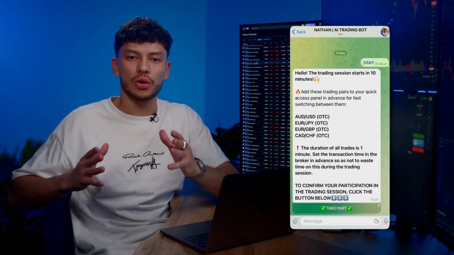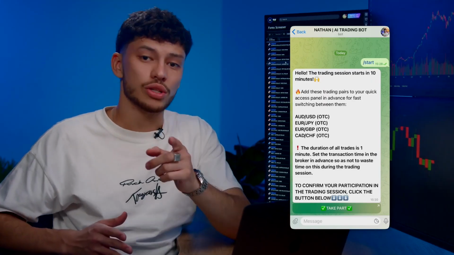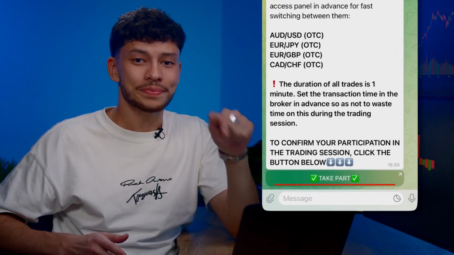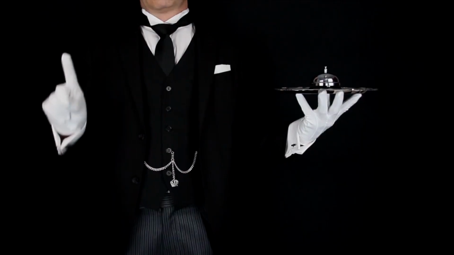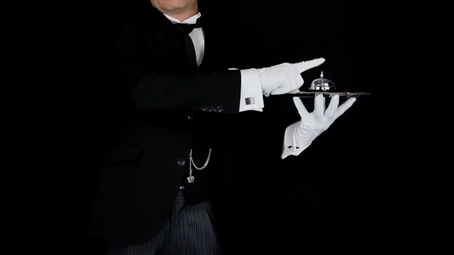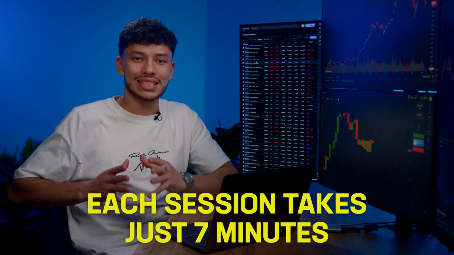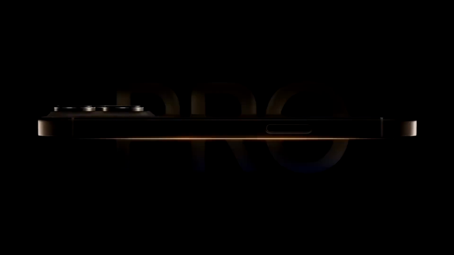10 minutes before a session starts, the bot will notify you about the pairs it can predict. If you are ready to start, just click the big button at the bottom of the chart. If not, the bot won't bother you. It's designed to be polite and not flood you with unnecessary notifications. Each session takes just 7 minutes. That's it. 7 minutes and you could be holding a brand new phone.